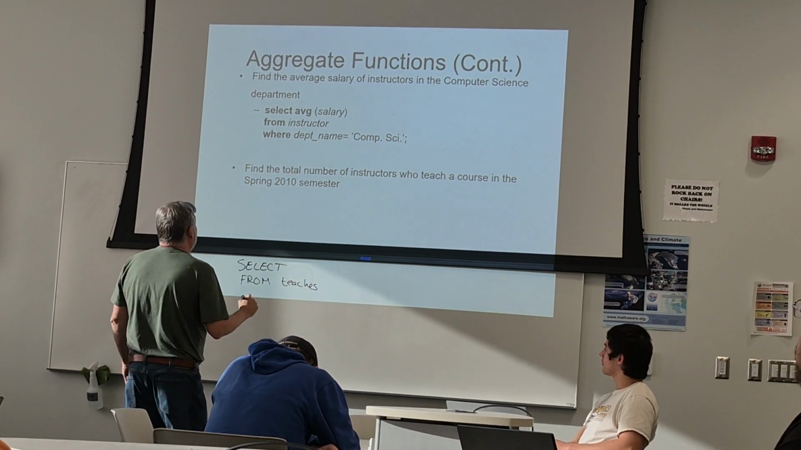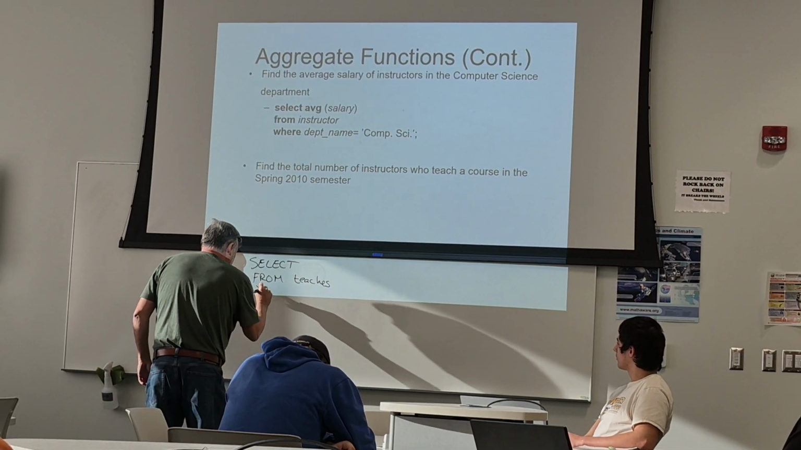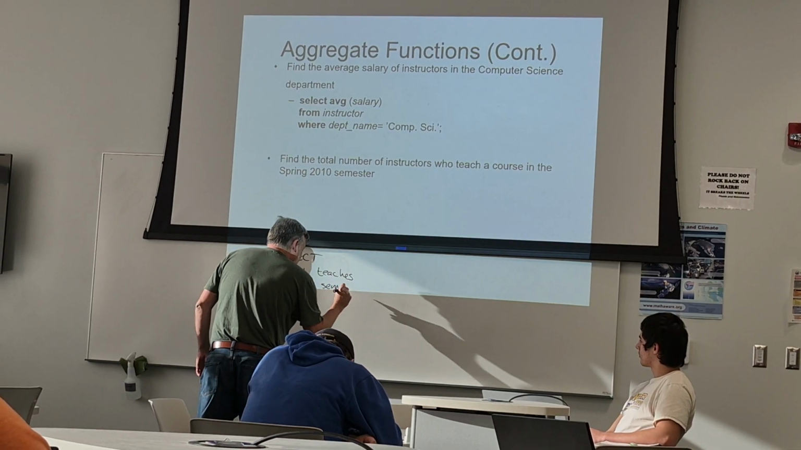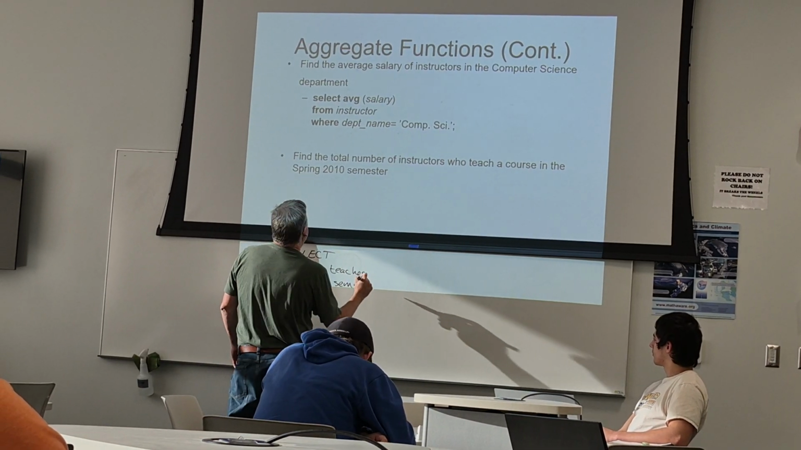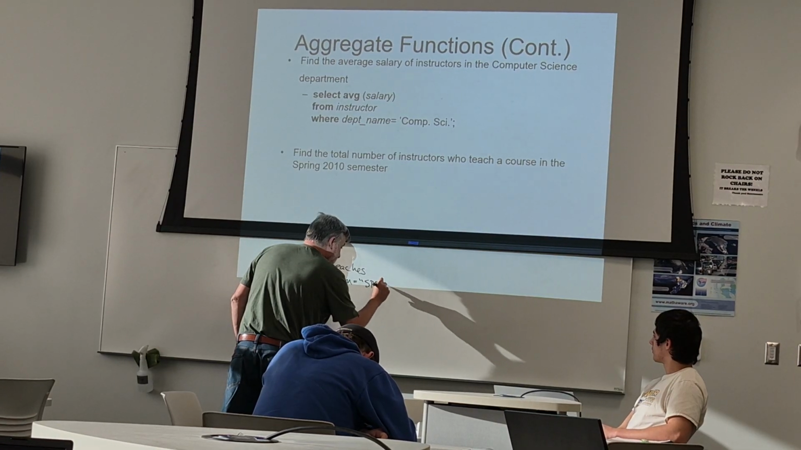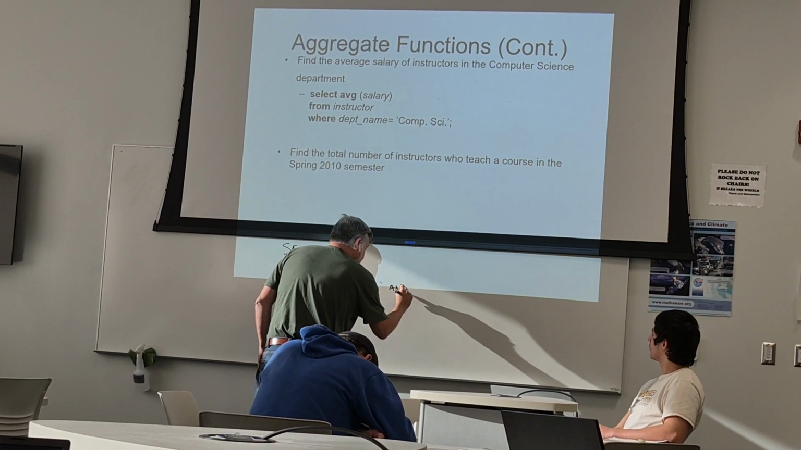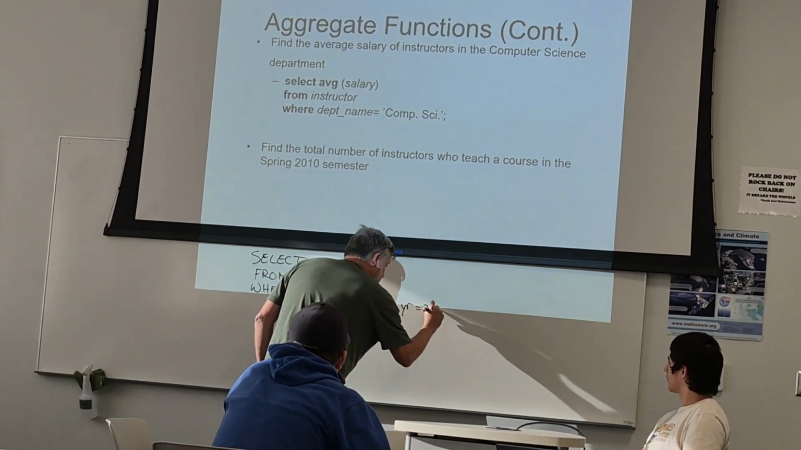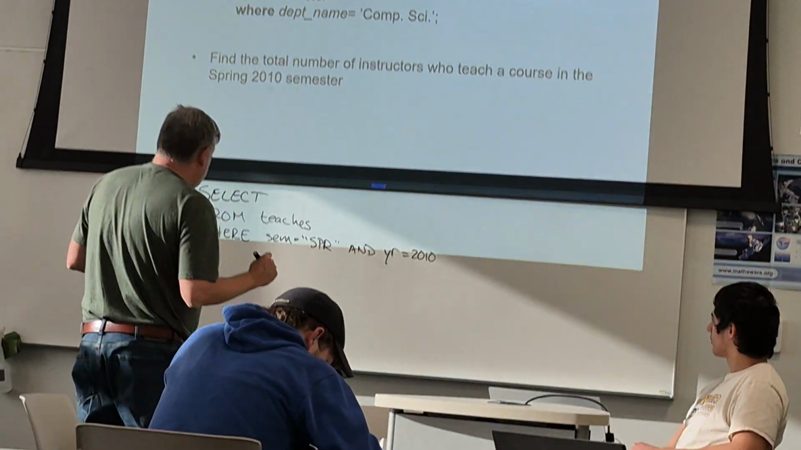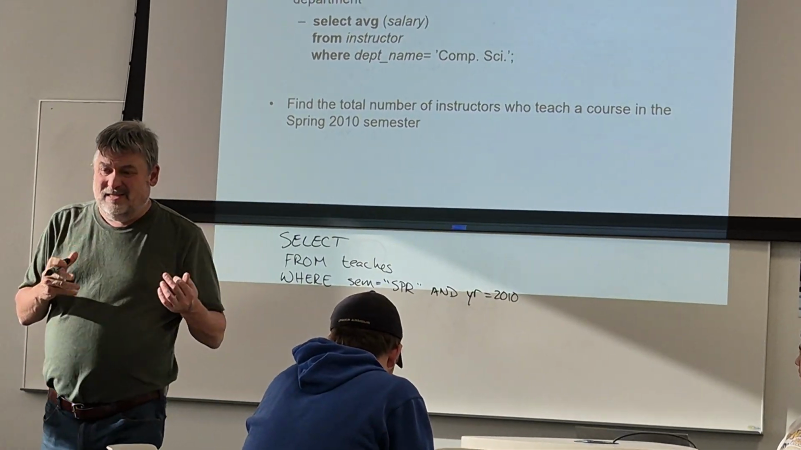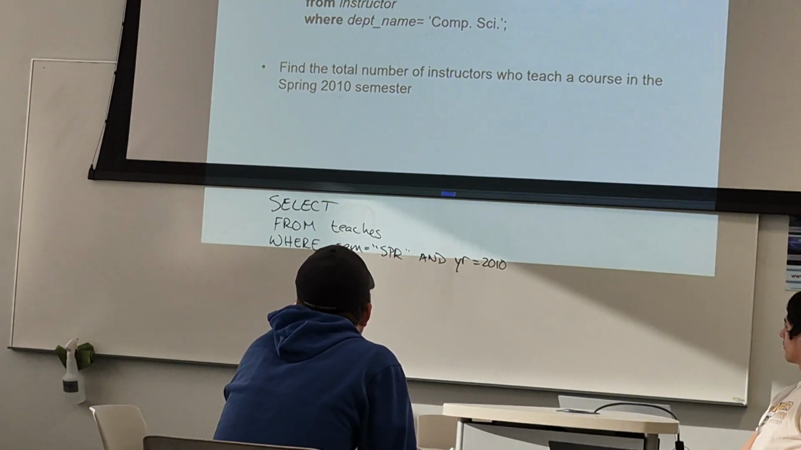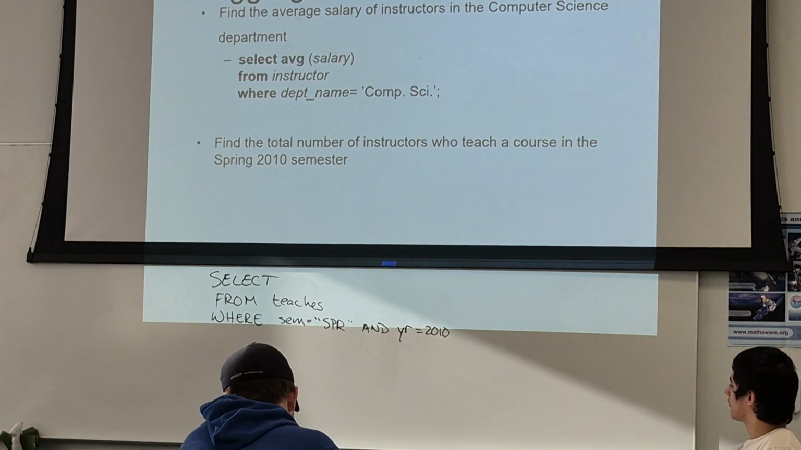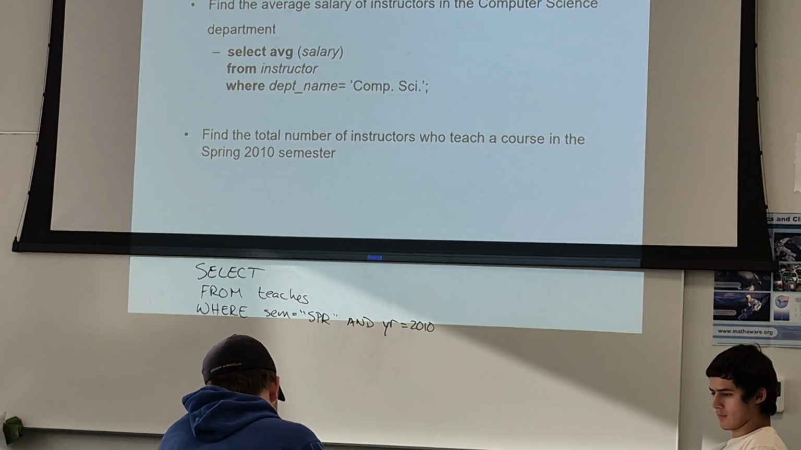where, and I don't know for sure what the field names are, but I'm going to assume that SEM is spring, or SPR, even shorter, and year equals 2010. Okay, so I think that's all of the easy blanks filled in. What do I put on the select line? In the select clause, total number of instructors. That's pretty much count.